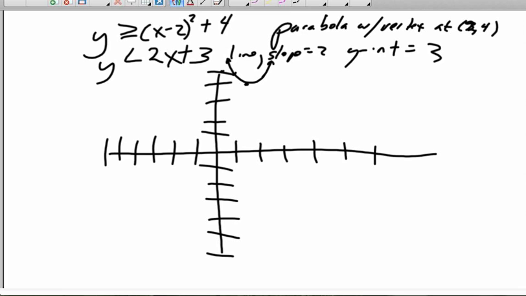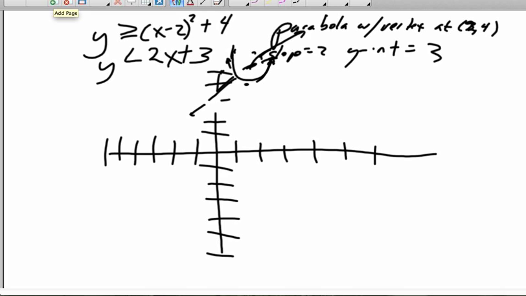Okay. Got a y-intercept at 3. Slope will be 2, up 2 over 1. It's going to be looking like this. Okay, so what I'm going to do is start with my parabola. And by the way, the line should be dashed, because it's not equal to, so my line should be dashed. And the parabola is solid.